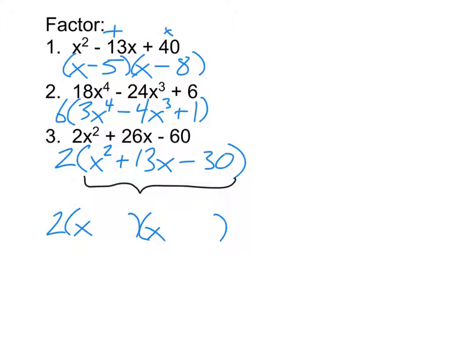Instead, because it's a negative 30, that means one number has to be positive and one of them has to be negative. And in order to get the 13 there, that means it has to be a negative 2 and a positive 15. So that would be the totally factored form.